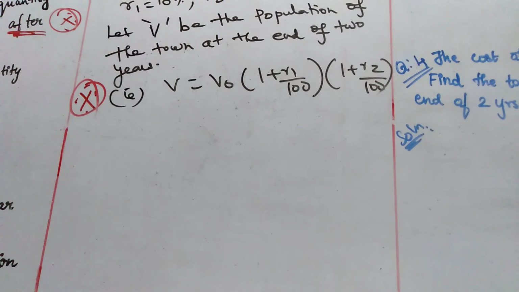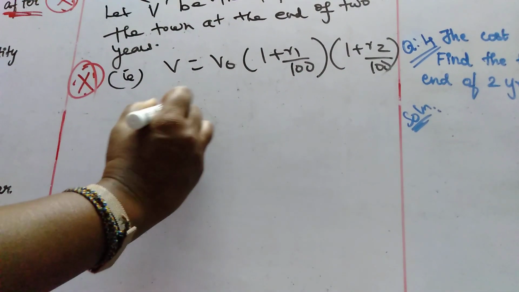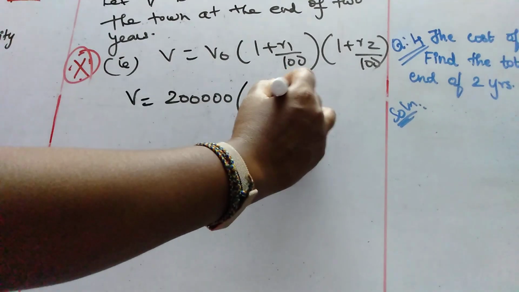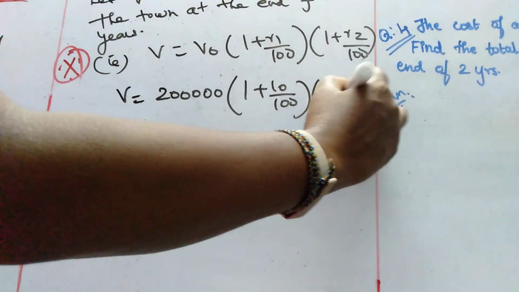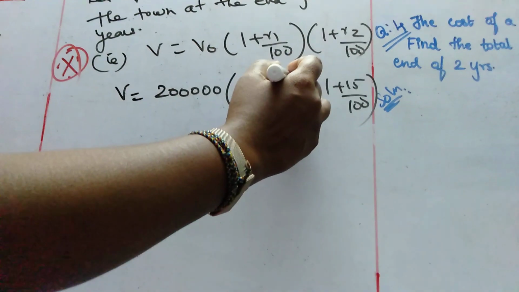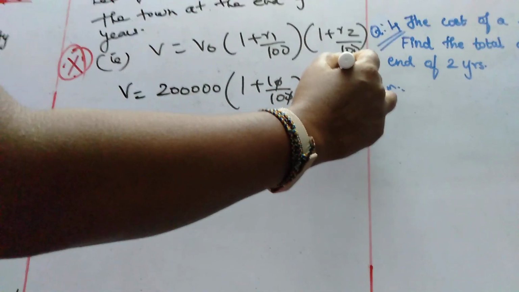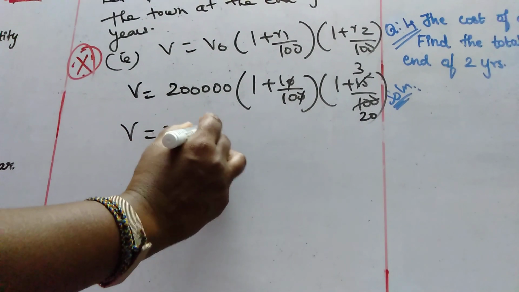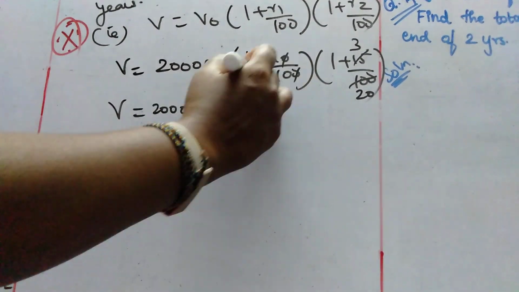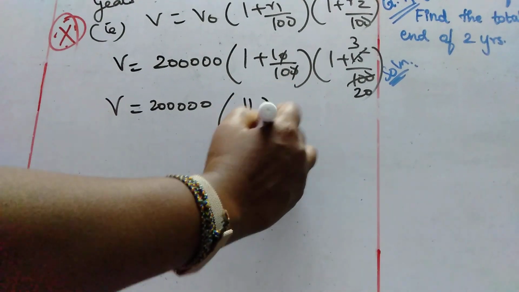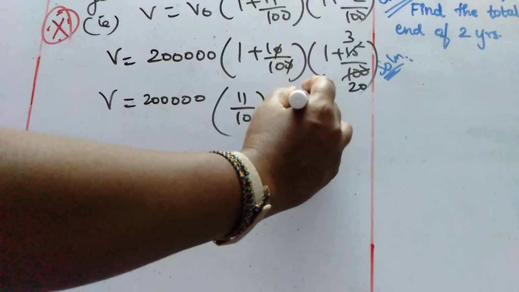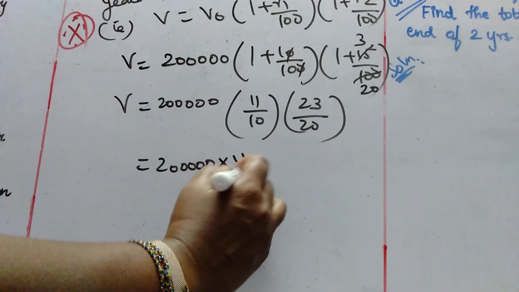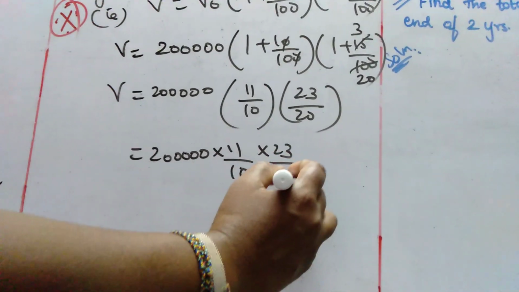Then we want to substitute the value we have assumed, which is equal to 2 lakhs, into 1 plus 10 by 100 into 1 plus 15 by 100. Zeros cancel. By 5 table 3 times, this is 5 table 20 times, which is equal to 2 lakhs bracket 10 into 1, 10 plus 1, 11 by 10, into 20 into 1, 20 plus 3, 23 by 20. So which is equal to 2 lakhs into 11 by 10 into 23 by 20.